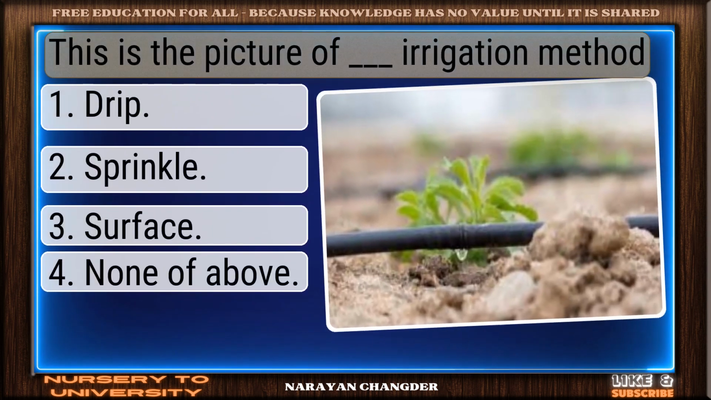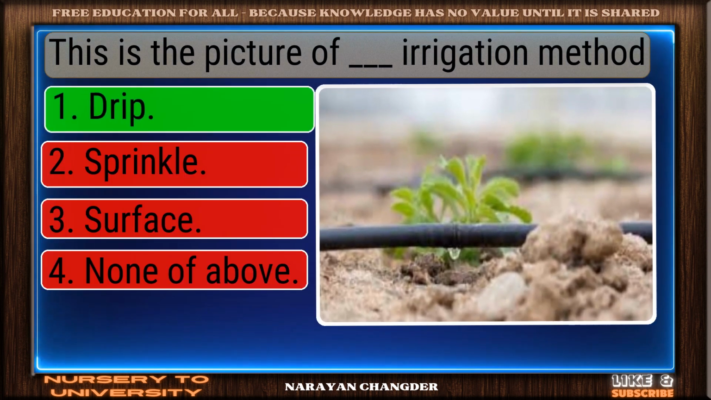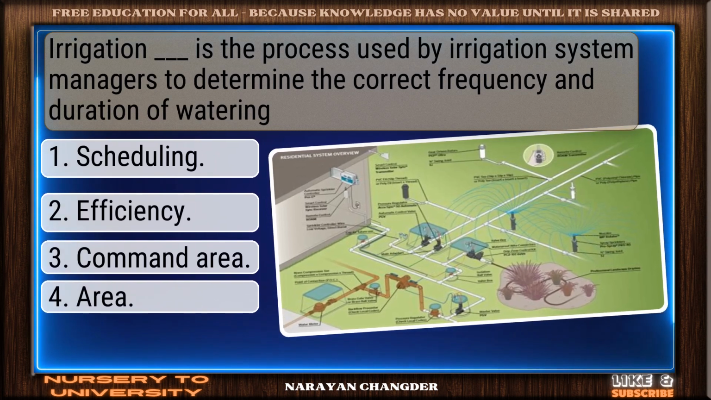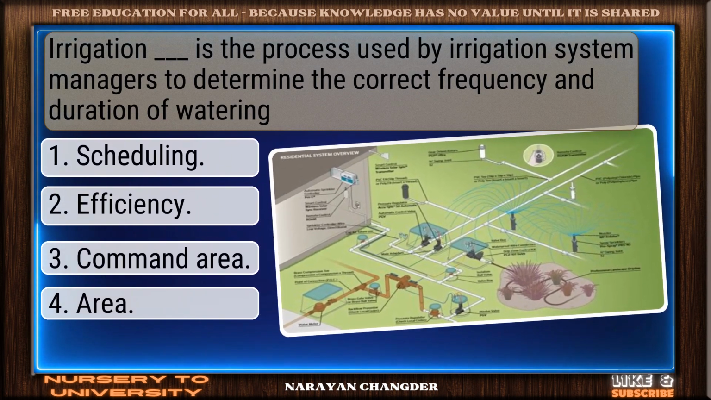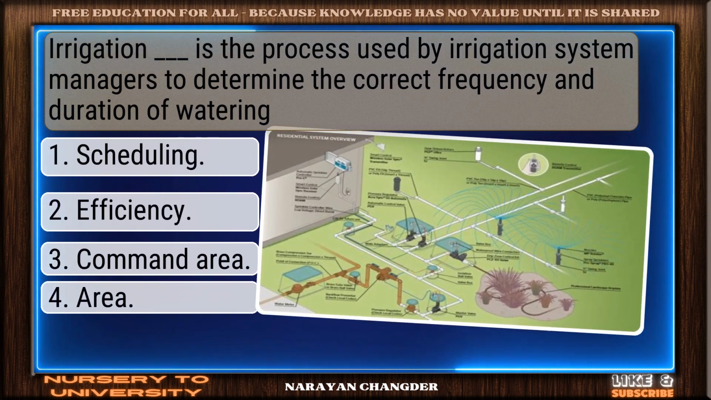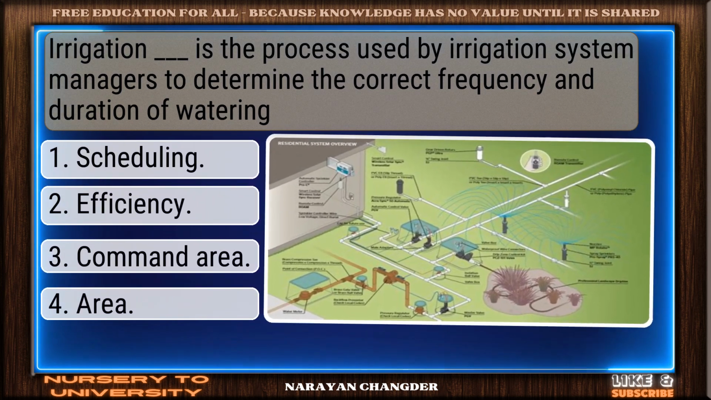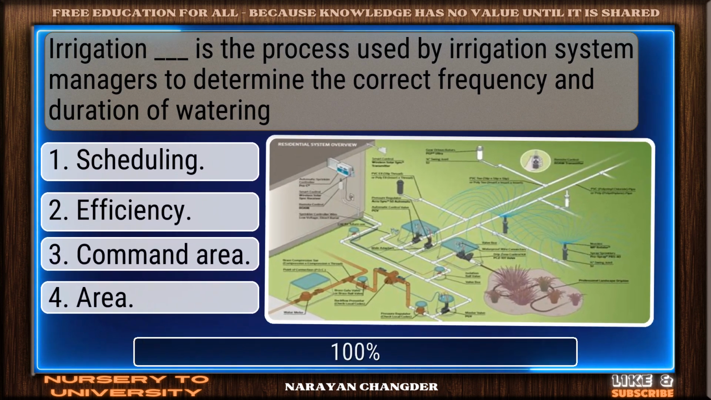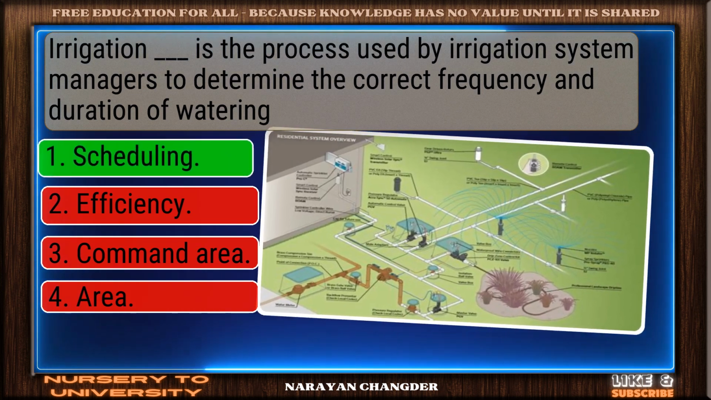This is the picture of dash irrigation method. Correct, drip is the right answer. Irrigation dash is the process used by irrigation system managers to determine the correct frequency and duration of watering. Exactly. Scheduling makes sense and it is the right choice.